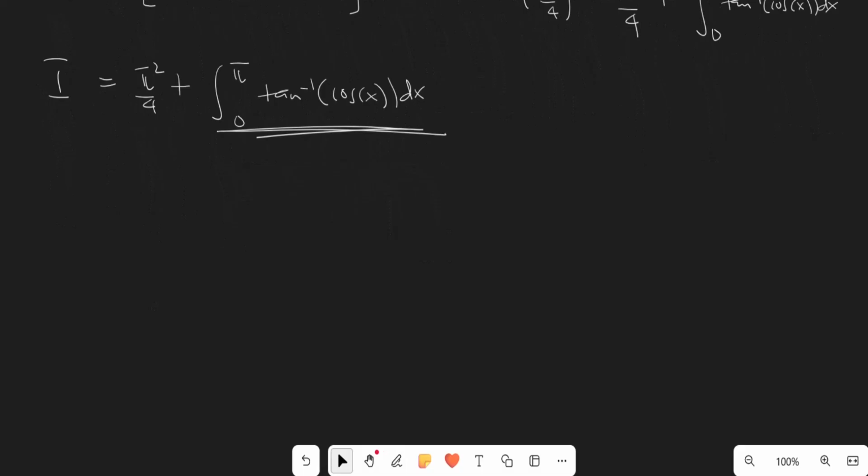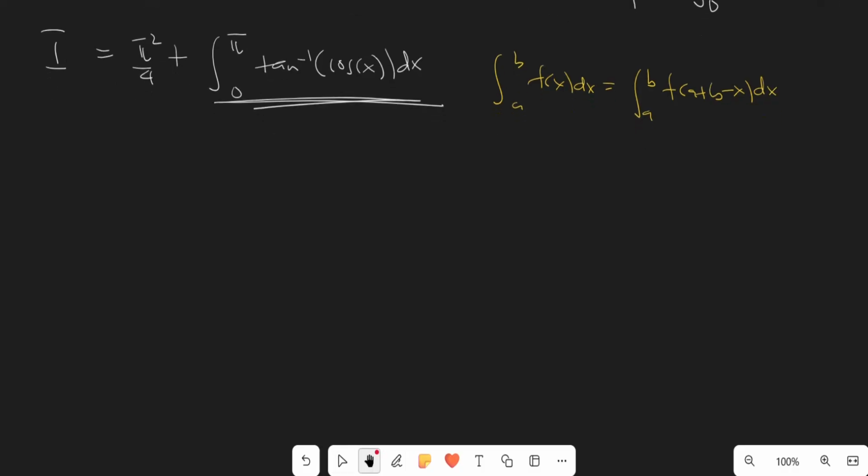So let's do that. For this one, I can use the King's property to find the value of this integral. The King's property states that the integral from a to b of f of x dx is going to be the integral from a to b of f of a plus b minus x dx. This is the King's property for definite integrals. So I'm going to use that here to find our integral.